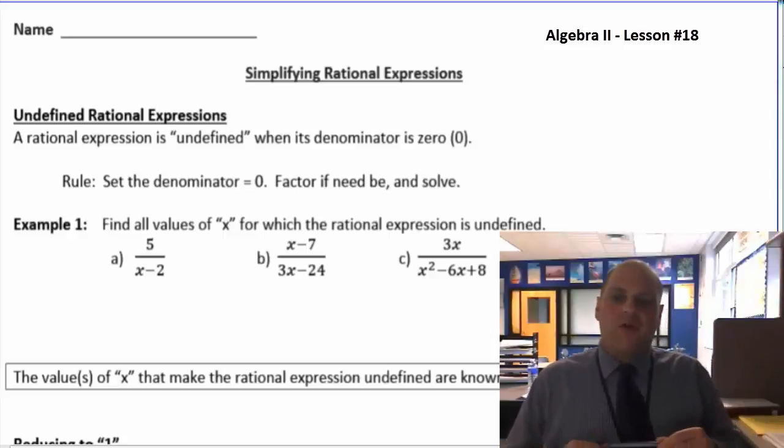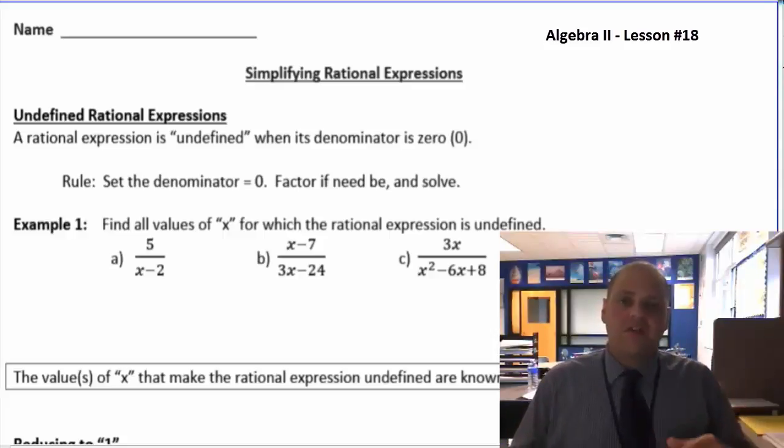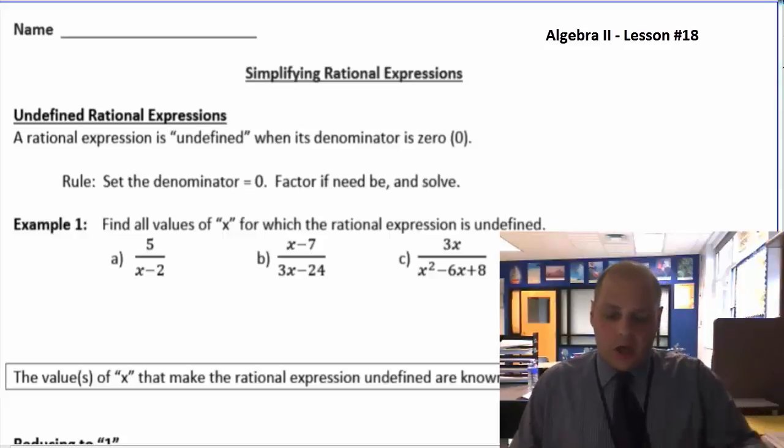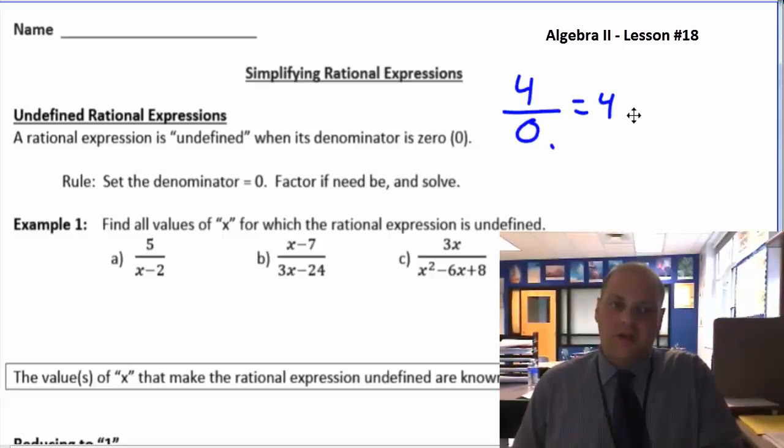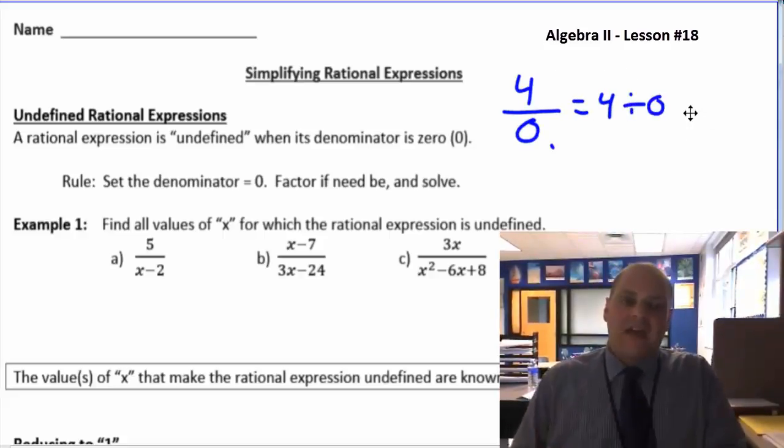We'll start off with what are called restrictions on rational expressions, and we will have restrictions when the denominator is equal to 0. If you recall, you should remember this, that if you say 4 over 0, 4 divided by 0, that is undefined. You cannot divide by 0. 4 divided by 1 is 4, but 4 divided by 0 is undefined.